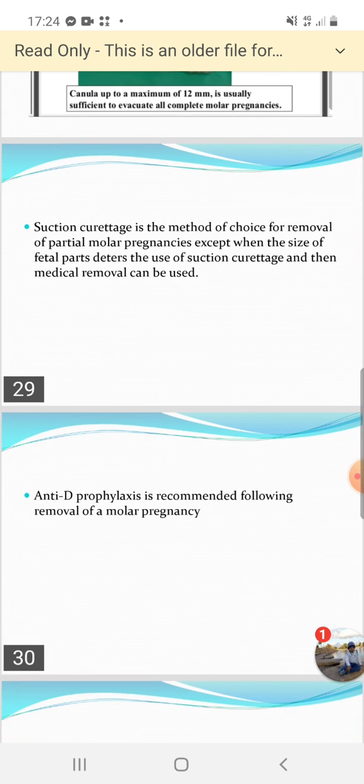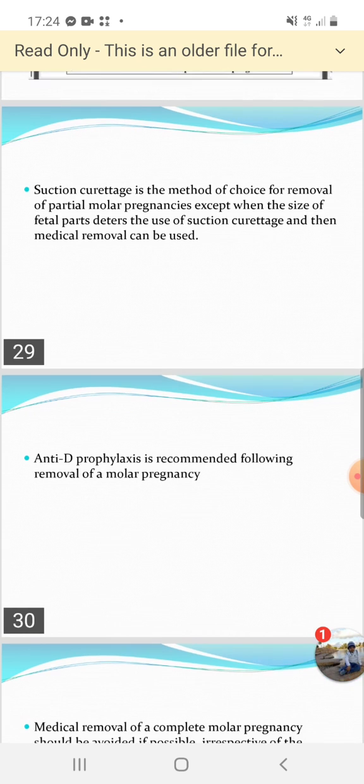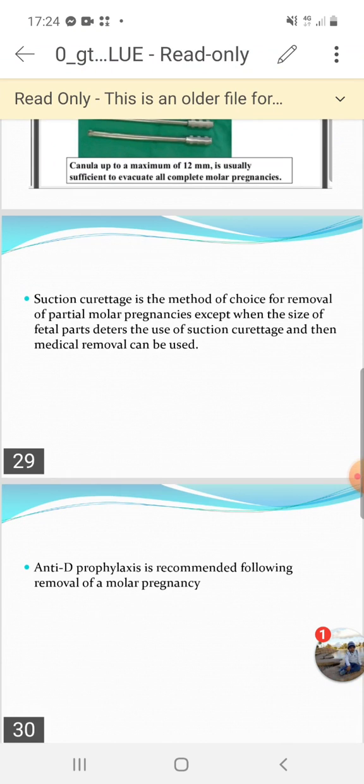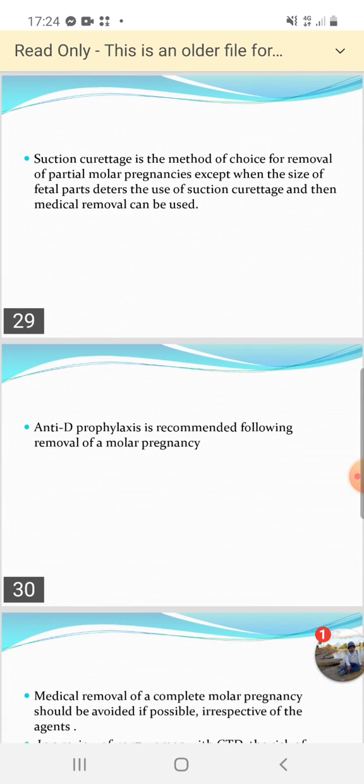Suction curettage is also the method of choice for the removal of partial molar, except this one we discussed for the complete molar because there is no fetal tissue. We can use suction curettage at any gestation. But if there is partial mole and the pregnancy is more than 15 weeks, then we can consider medical evacuation also. Suction curettage is the method of choice for removal of partial molar pregnancies, except when the size of the fetal part deters the use of suction curettage, and then medical removal can be used.